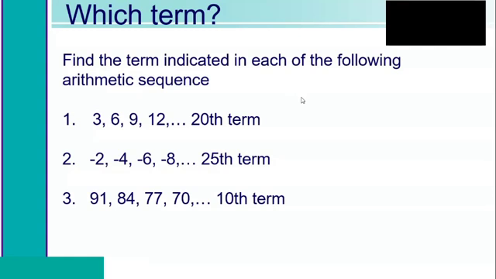Okay, so 1 minute is done. So let us now check number 1. The 20th term is 60. For number 2, the 25th term is negative 50. And for number 3, the 10th term is 8.